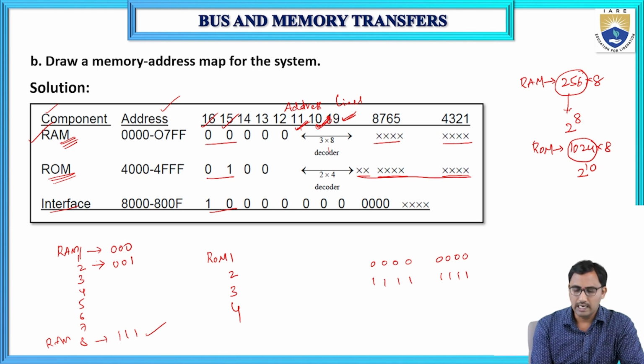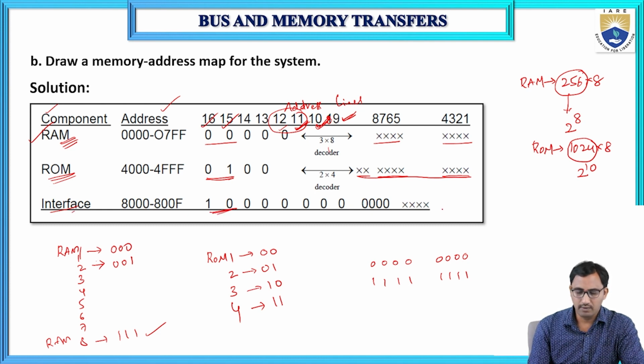So 1 to 10 are used as address lines for the ROM chips, and 11, 12 can be used as inputs to the decoder, because we have a total of 4 ROM chips. In order to decode, we are using 11 and 12. If the 11 and 12 bits are 0, 0, ROM 1 will be selected. If 0, 1, ROM 2; 1, 0, ROM 3; and 1, 1, ROM 4 will be selected. In this way, we can select any one of the ROM chips by using the 11 and 12 address lines. And 0, 1 is for differentiating the ROM, and 1, 0 for the interface.